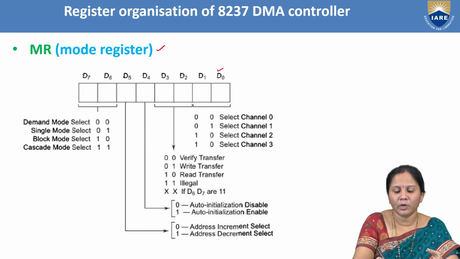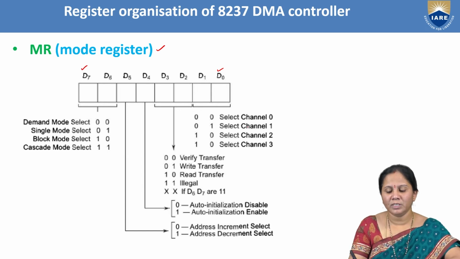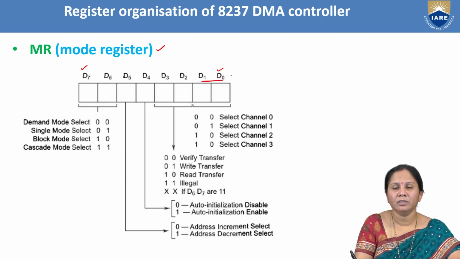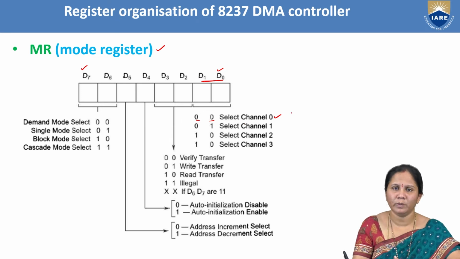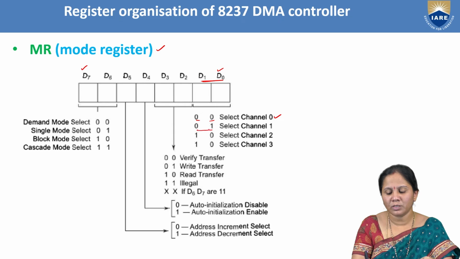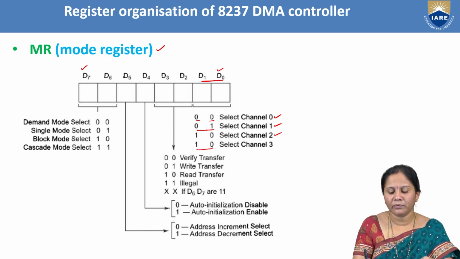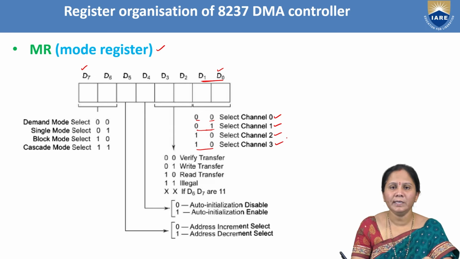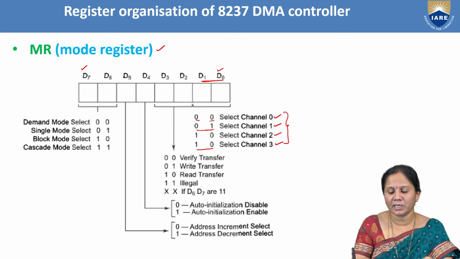The 8 bits are D0 to D7. The D0 bit and D1 bit, these two bits decide the channel selection. If these two bits are 0, 0, channel 0 will be selected. That means the IO device that is connected to channel 0 will be selected. If these two bits are 0, 1, channel 1 will be selected. If these two bits are 1, 0, channel 2 will be selected. And if these two bits are 1, 1, channel 3 will be selected. So these two bits represent the channel selection.